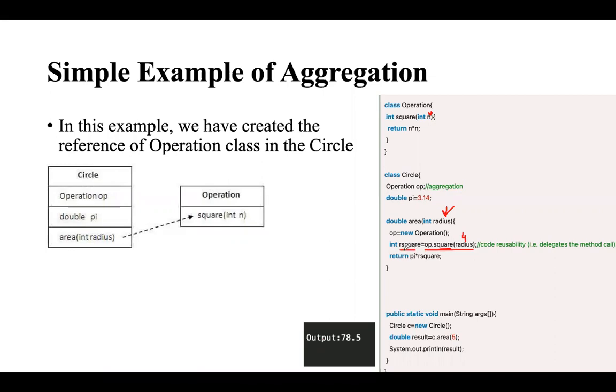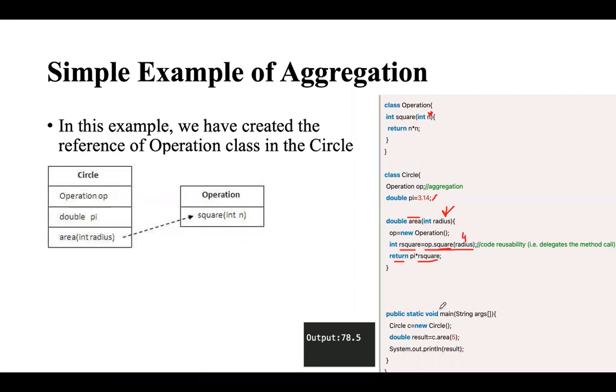And then we are just multiplying this r square with the value of pi. The value of pi is 3.14. So 4 multiplied by 3.14, we will get some value that will be returned by this area method.